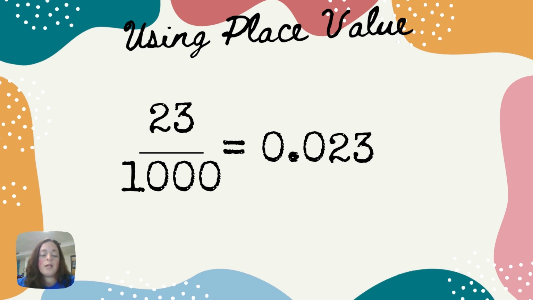And now if we look at 23 one-thousandths as a decimal, that's going to be 0.023, because we have to place the 3, the last digit, in the thousandths place. 3 in the thousandths, 2 in the hundredths, and that leaves 0 for the tenths. So the decimal has to be 0.023.